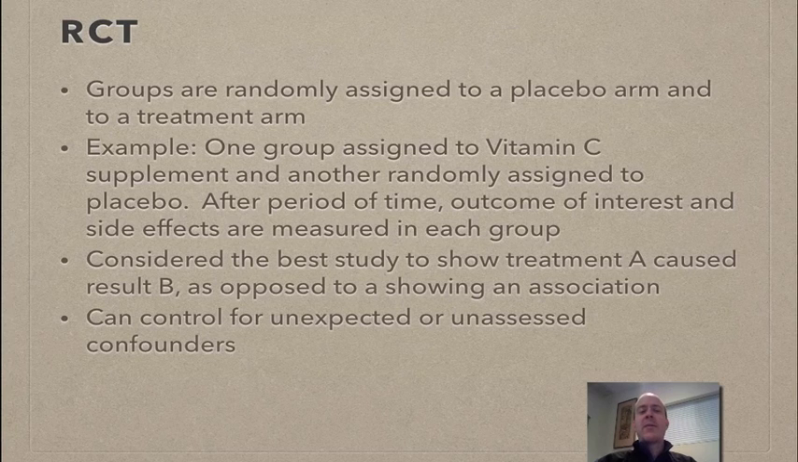Well, then what's a randomized controlled trial? Well, we know this. Groups are randomly assigned to a placebo arm and to a treatment arm. An example: one group is assigned to a vitamin C supplement, another one is randomly assigned to a placebo. After a period of time, outcome of interest and side effects are measured in each group. It's considered the best study to show treatment A caused result B, as opposed to showing an association. It can control for unexpected or unassessed confounders. So you try and control for those things in a randomized controlled trial.